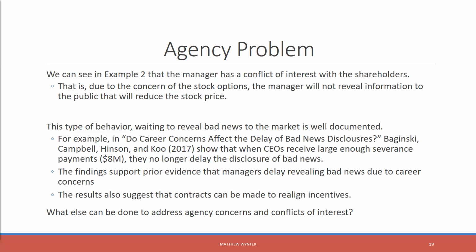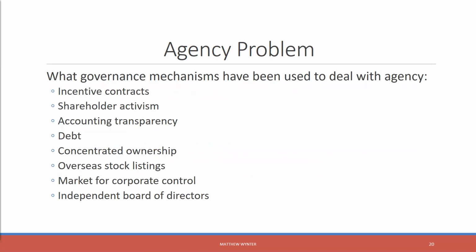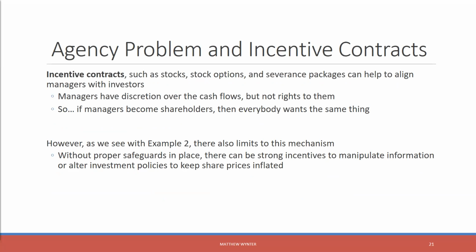So what else can be done to address these agency concerns and conflicts of interest? There are many different governance mechanisms that firms can use to affect this opportunity for agency concerns and conflicts of interest. The first are incentive contracts, which is what we just talked about with the severance payments. Incentive contracts like stock options, stocks, and severance packages can help to align managers with investors.